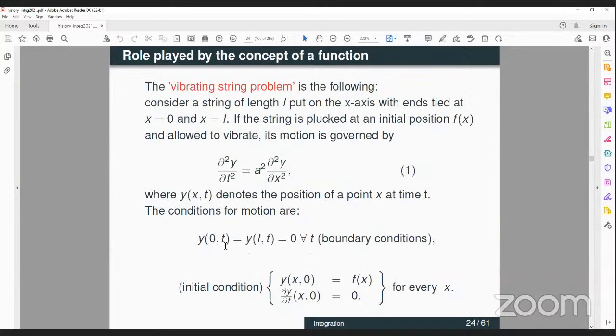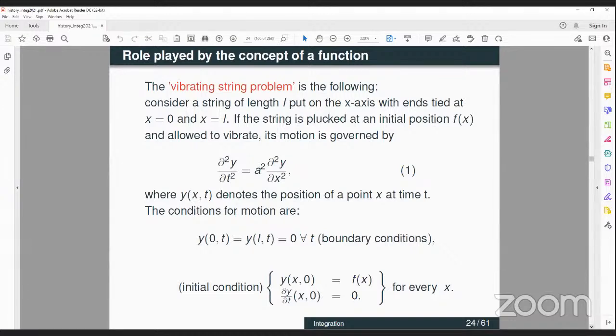And there are conditions at x equal to 0 and x equal to L. There is no displacement; y(x,t) is the displacement. So displacement is 0. This is called the boundary condition. And you can have the initial condition, the initial position of the string. So y(x,0), at time t equal to 0, is f of x. And if you are just leaving it, you are not giving any impetus to the string to vibrate with respect to time. It is vibrating on its own. So this is the initial condition for the vibrating string.